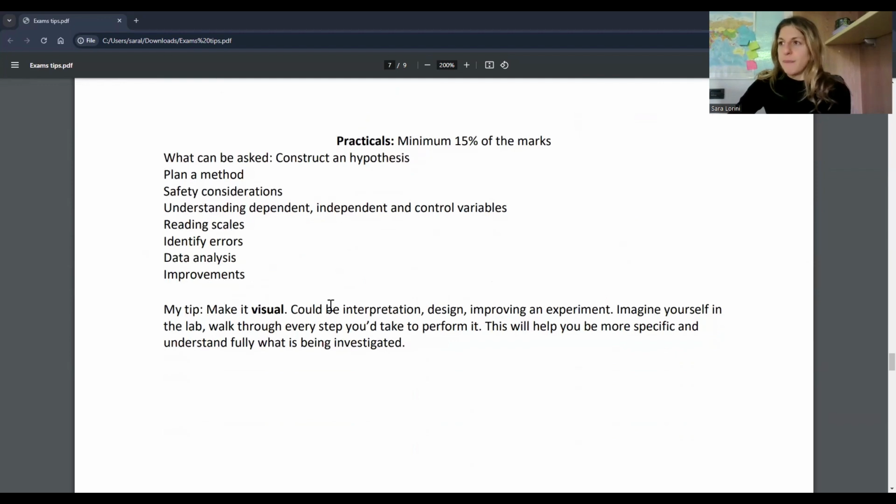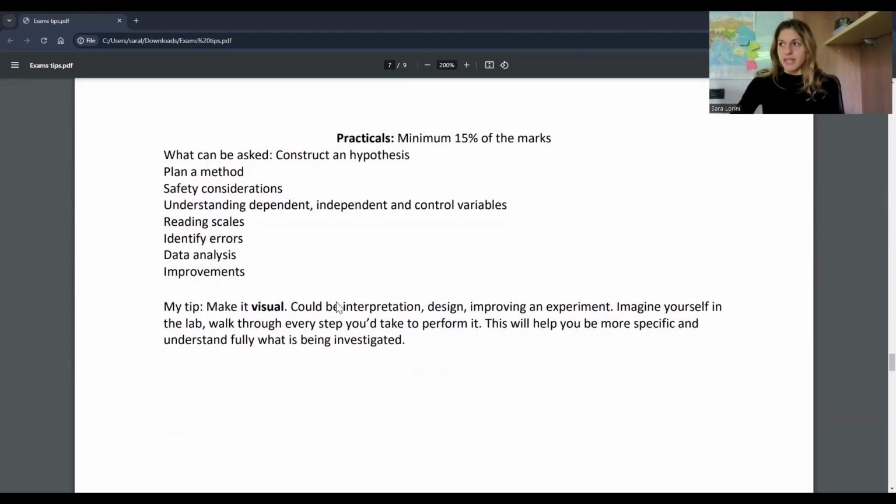So the next part will be about the practicals. It's a minimum of 15% of the marks, so it is a lot. You could be asked several things, like constructing a hypothesis, planning a method, safety, understanding all the variables, reading scales, errors, data analysis, and improvements. I think improvement is a very challenging one, because you need to be very familiar with the practical itself, and then think about how to improve it. But there are some general ways to get these marks, which we will see soon.